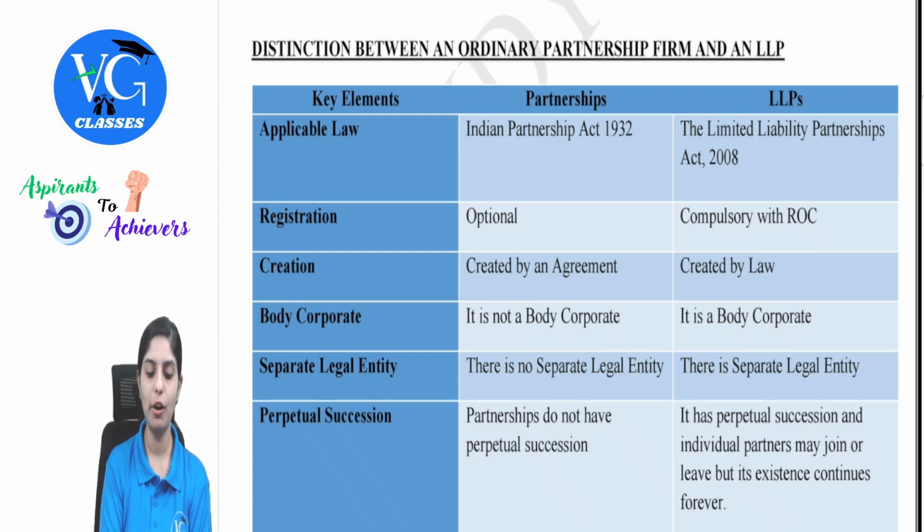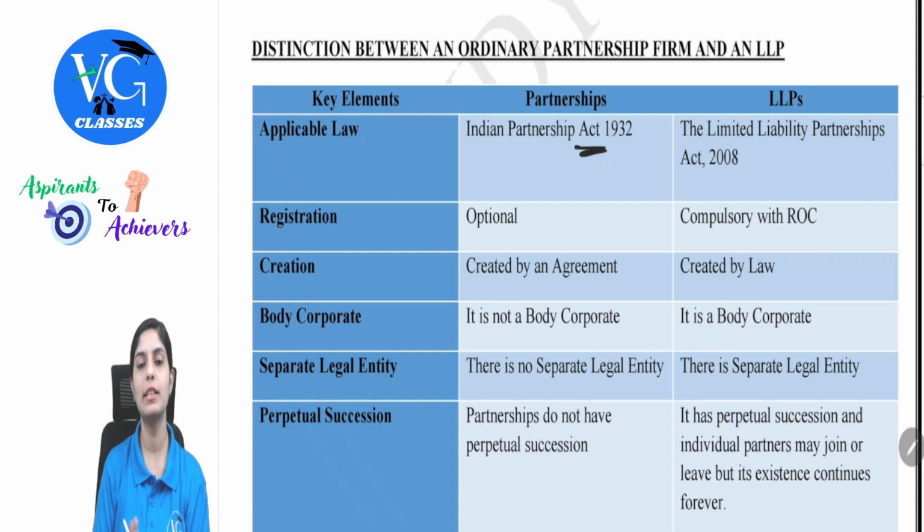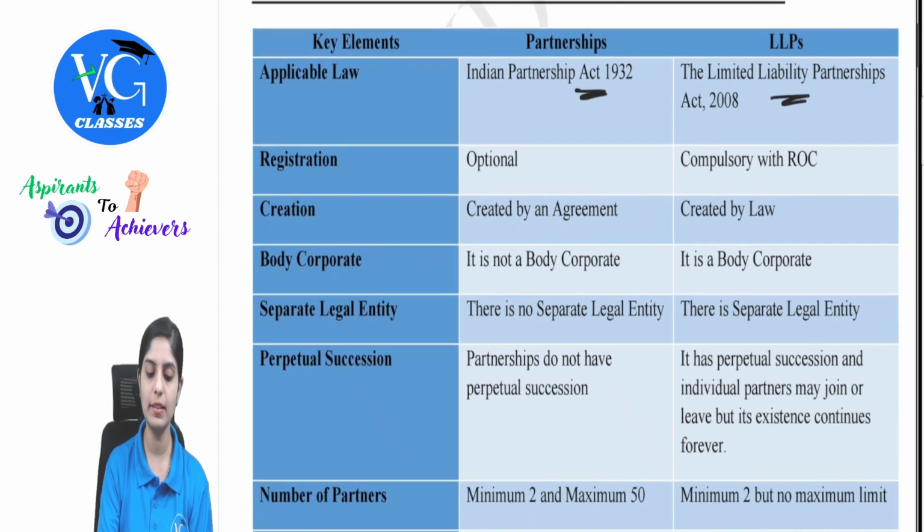What is the applicable law? We just understood that for partnership it is the Indian Partnership Act, whereas for LLP it is the Limited Liability Partnership Act, 2008. Registration for a normal partnership firm is optional, whereas for LLP it is mandatory. And creation: a partnership is created by an agreement, whereas an LLP is created by law. So this is connected to your registration point.